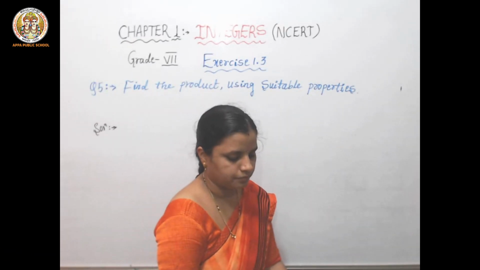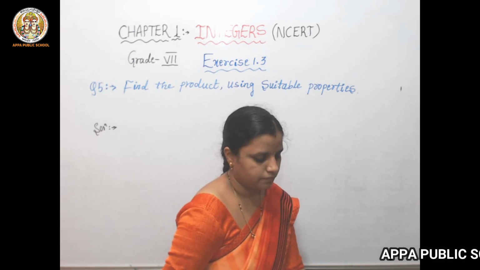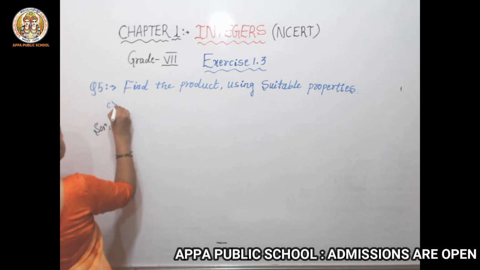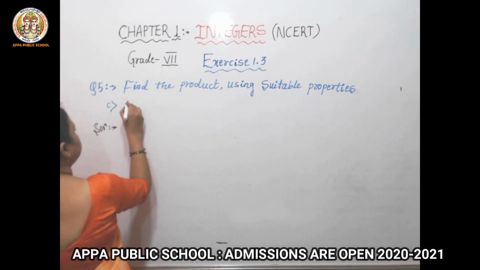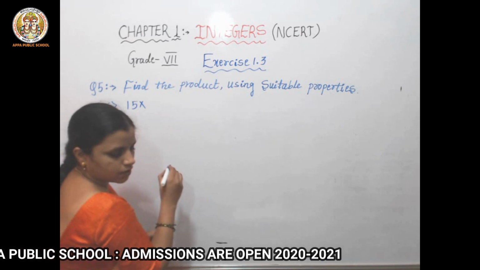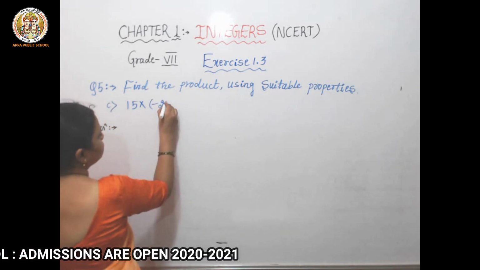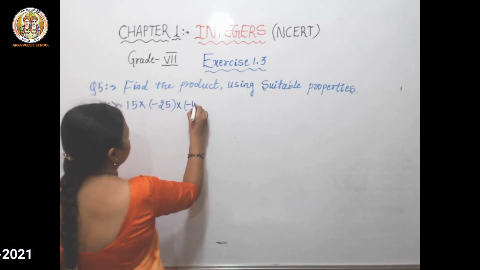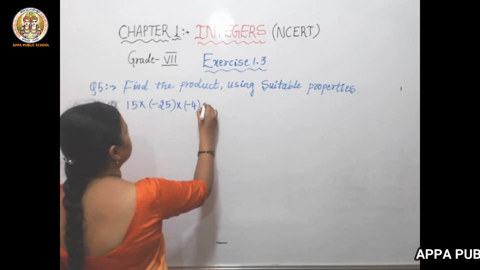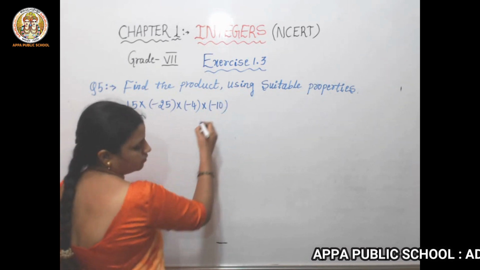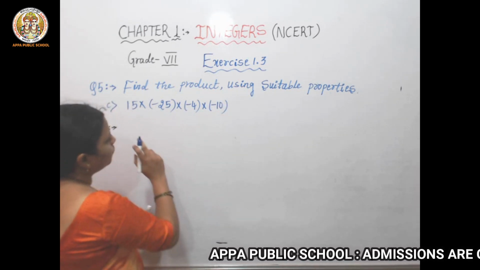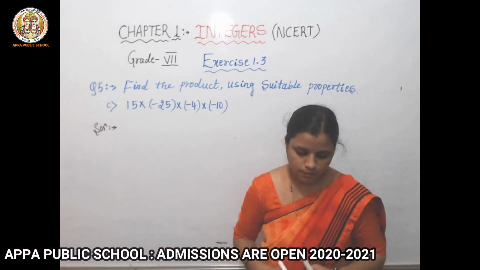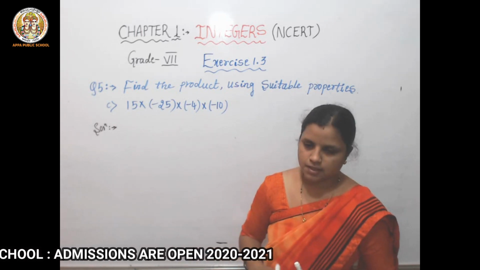C as into minus 25 into minus 4 into minus 10. Okay. 15 into minus 25 into minus 4 into minus 10.